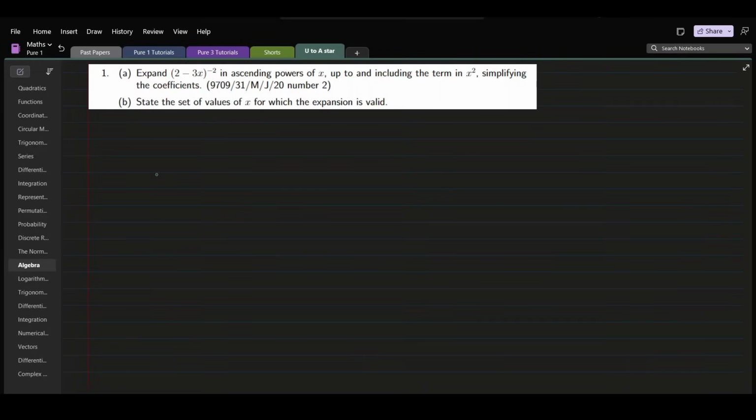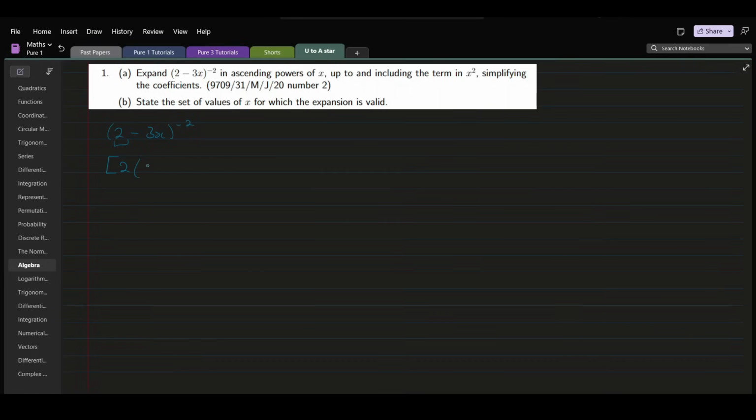Part A. Expand 2 minus 3x to the negative 2 in ascending powers of x up to and including the term in x squared, simplifying the coefficients. Okay, so we've got 2 minus 3x to the minus 2. So we use the formula for binomial expansion when n is rational or when n is negative. And for that to work, we first have to make this value over here 1.